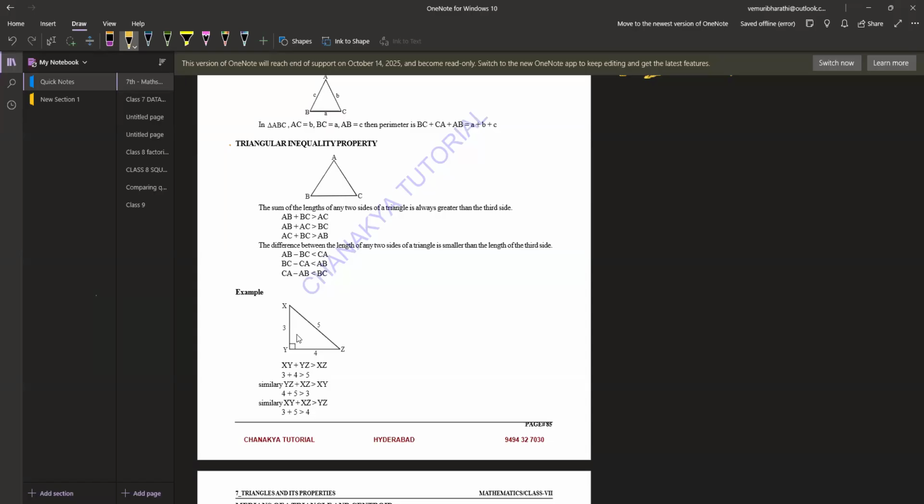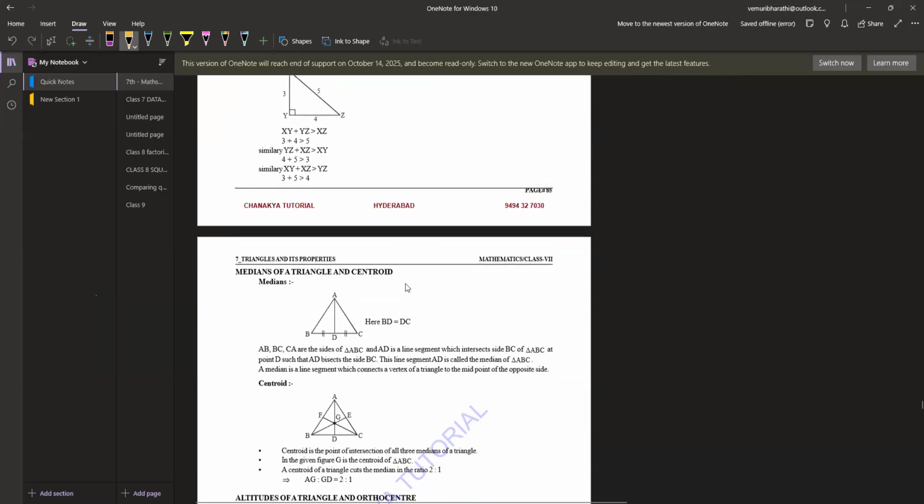So, this is one inequality property. Now go with the difference. The difference of 3 and 4 is 1, which is less than the other side, 5. 5 and 4 difference is 1, which is less than 3. 3 and 5 difference is 2, which is always less than the third side, 4. This is how you can cross check the triangle inequality property. Children, this is a very basic property.